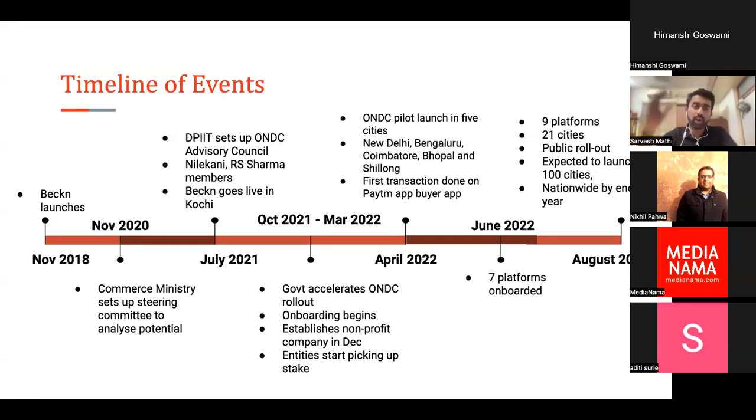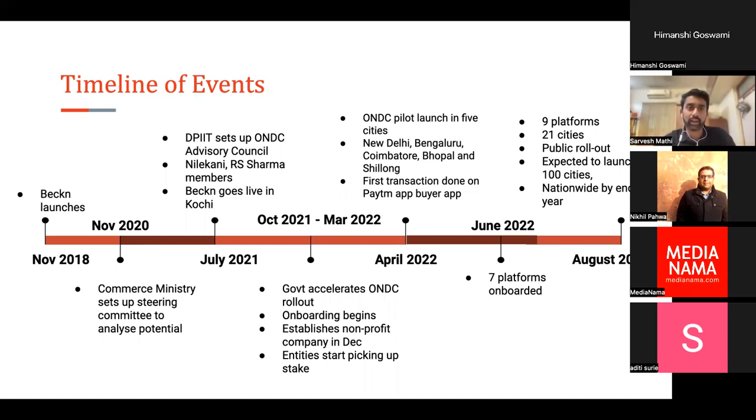Here's a timeline of how this whole idea began and where we are right now. In November 2020, the Commerce Ministry set up a steering committee to study ONDC's potential. But the actual idea for ONDC goes back before that. In 2018, a Bangalore-based private company called Beacon Foundation, which was co-founded by Nandan Nilekani, first introduced the idea of open mobility. What they wanted to do was bring about protocols and specifications to enable interoperability in the mobility sector.